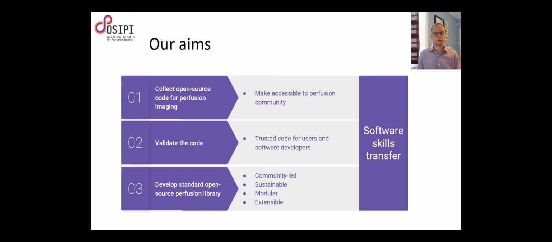So we'll have this big collection of code which contains contributions from labs across the world which do all sorts of different things in terms of functionality. And our third aim is to try and bring these all together into a single OSIPI Perfusion code library with a single API. And the hope is that this will become the standard Perfusion imaging library, because it will be community-led, it will be sustainable in the long term, and it will be designed to be modular and extensible. So if somebody develops a new technique, then it will be easy to incorporate that in the software library.